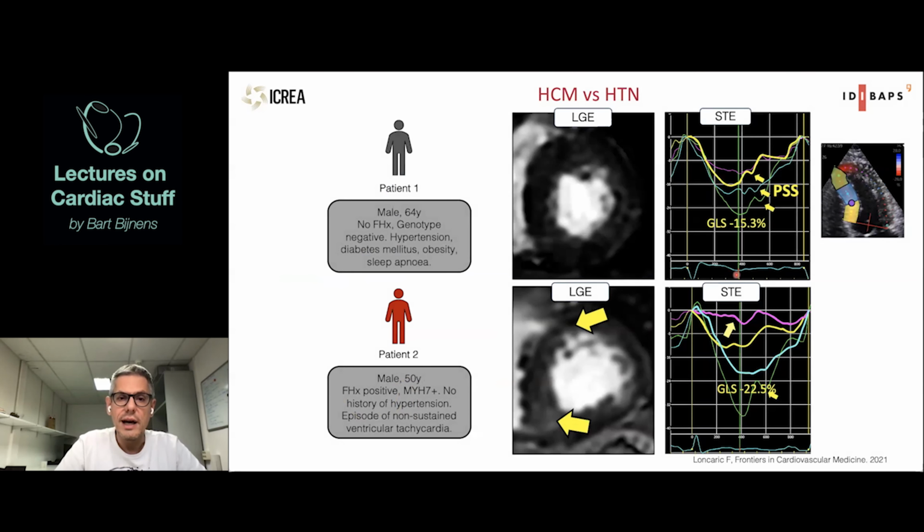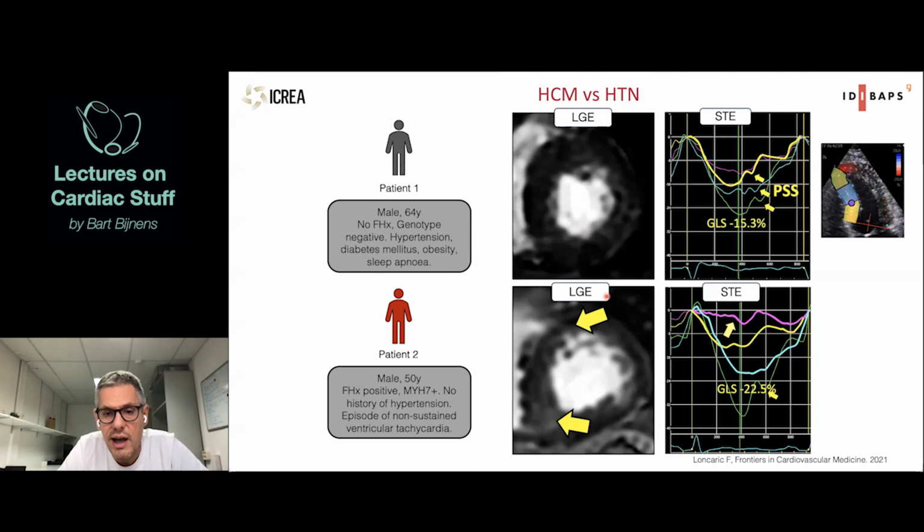Now, if we go to two different patients, we have patient 1 and patient 2, one with a positive genotype, one with a negative genotype. Keep in mind, this is not necessarily saying that there is no mutation, but there might be. But one of the things here is that there was clear hypertension in this one. Actually, there was a combination of hypertension, diabetes, and obesity. So we know that this is the very typical high-risk cardiac patient that has quite thick walls. So you really see that there are quite thick walls.